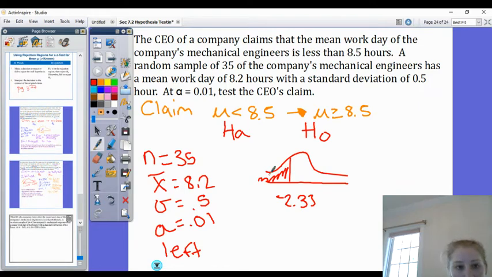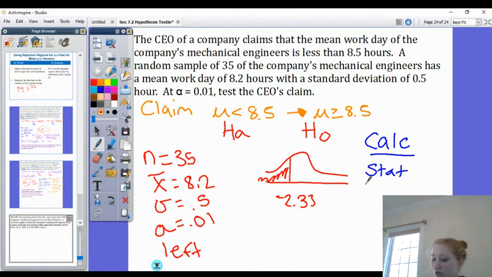All right, the calculator steps. I'm going to write them down. You're going to go to stat, and then from there you're going to go over to test, and then you're going to click on the z-test.